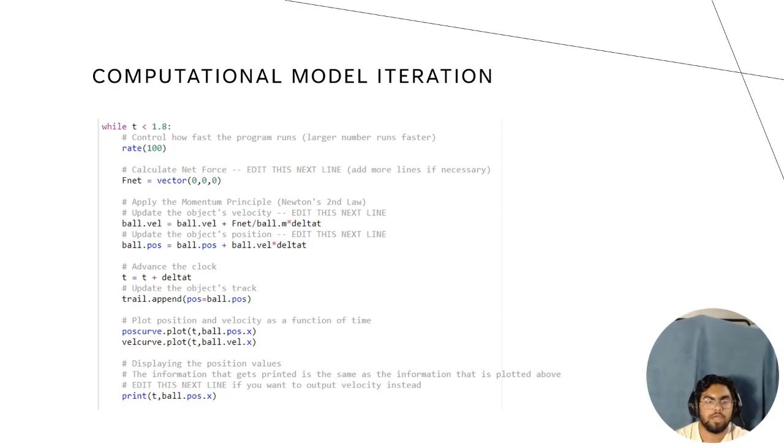Computational model iteration. So we used a while loop with while t is less than 1.8 because our max time was 1.8 seconds. Our force vector, you can see right here, is 0 while we were tracking it. We have our two update formulas here. We also have the time updater as well as the rest of the code, which basically puts our data into column form and then also shows the model.